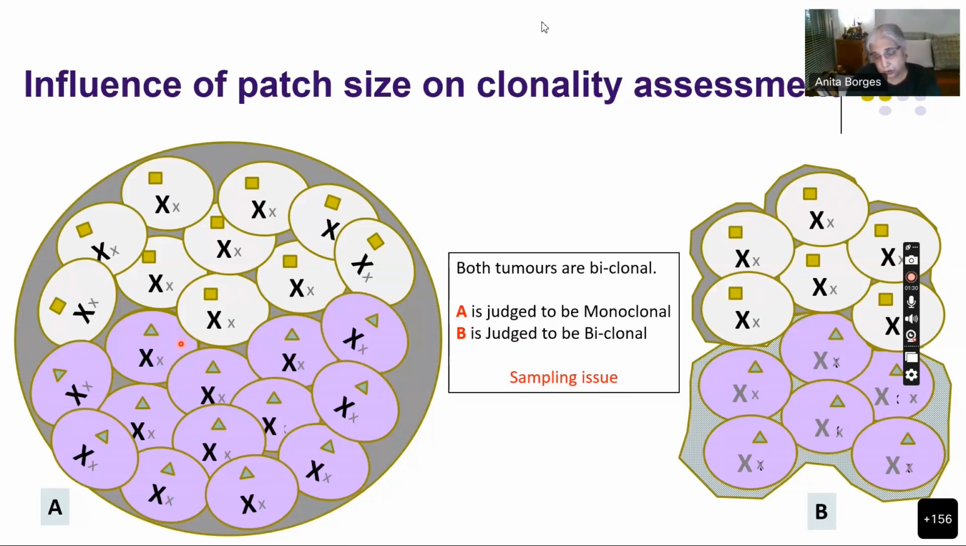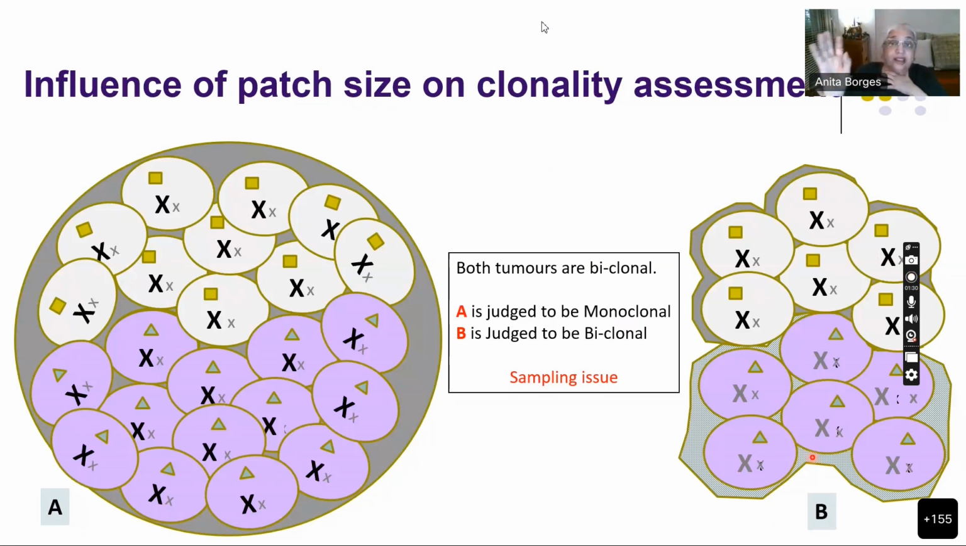You do X chromosome inactivation to see whether this tumor is monoclonal, and you will find that it is. But on the other hand, look here. It is biclonal, okay? But the patch is small. And if the patch is small and you are sampling from that tumor, you're going to see that one will show you paternal chromosome inactivation, and the other will show you maternal chromosome inactivation.